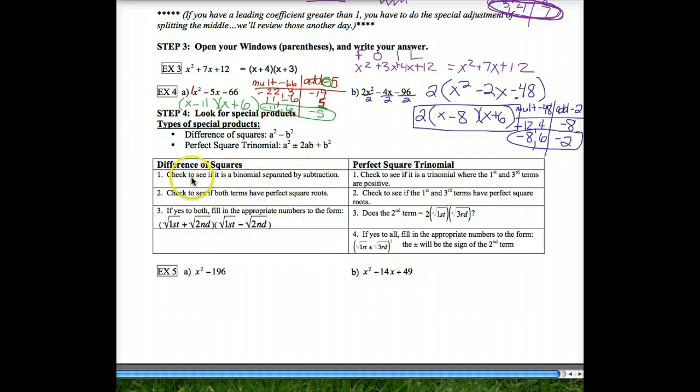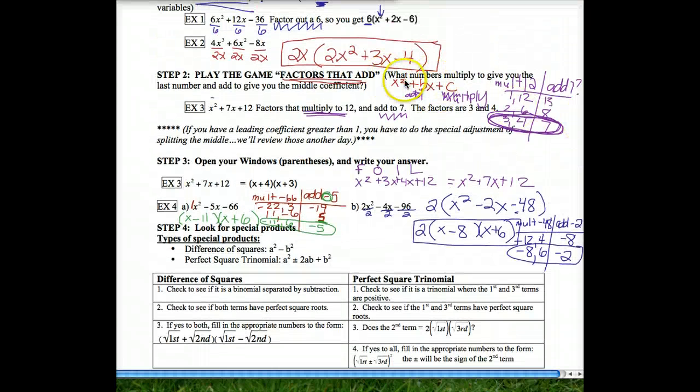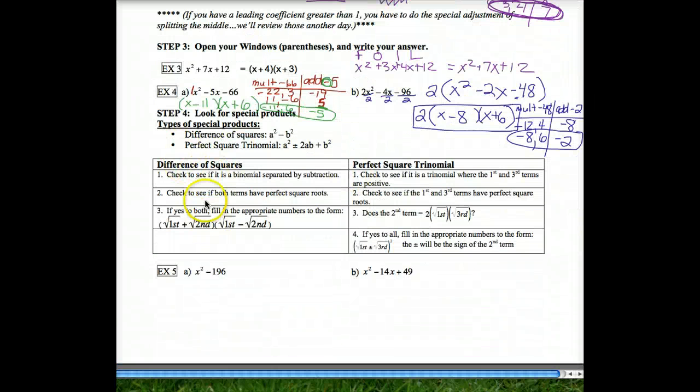So what I've written out are questions that you ask yourself. Just like the questions you asked yourself in the parentheses up here, what numbers multiply to give you the last and add to give you the middle, what I've got in the chart are questions you should be asking yourself when you're checking to see if something could be one of your special products.